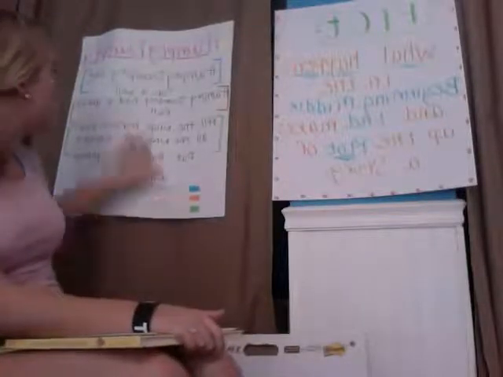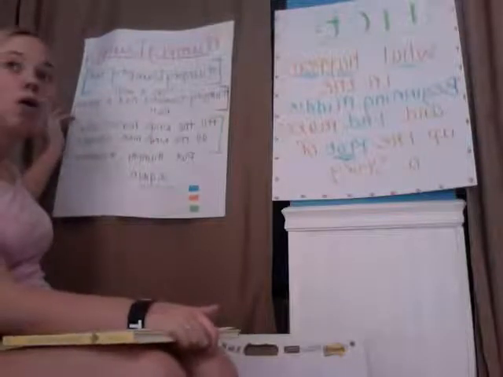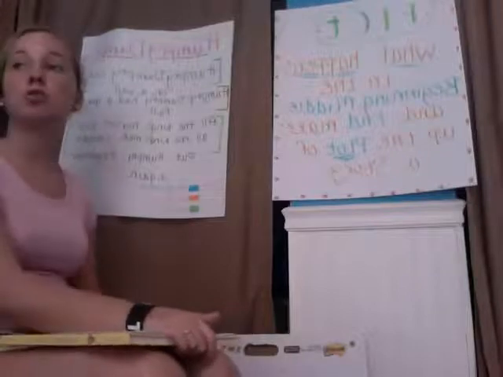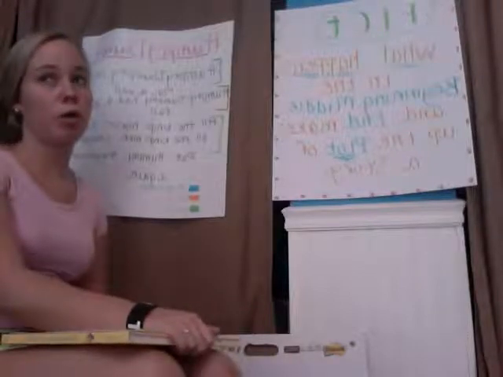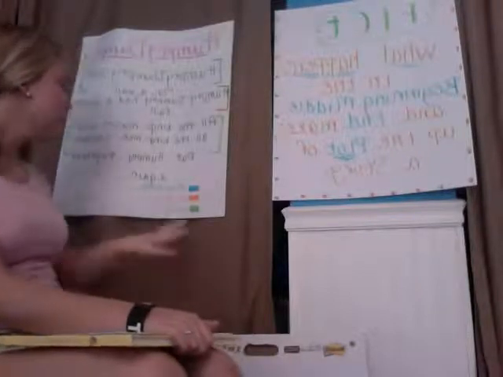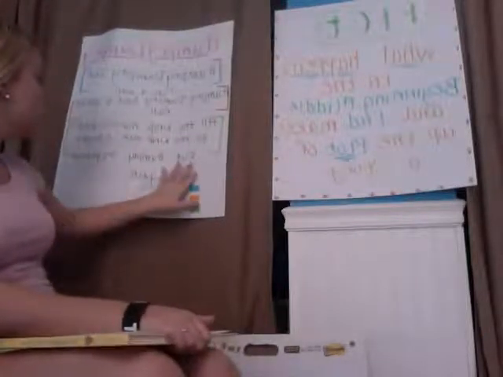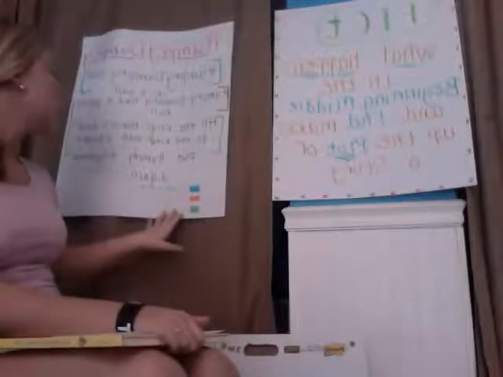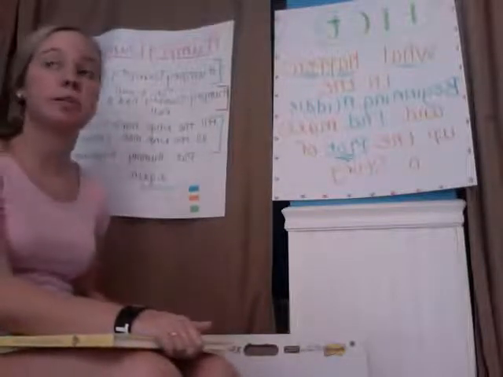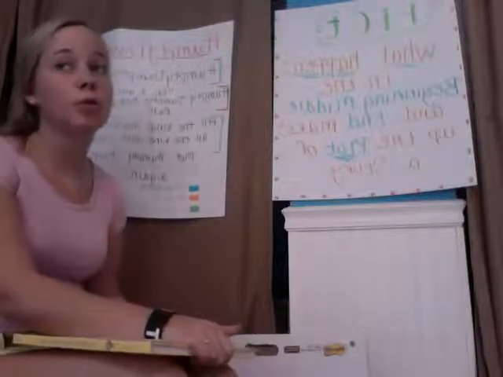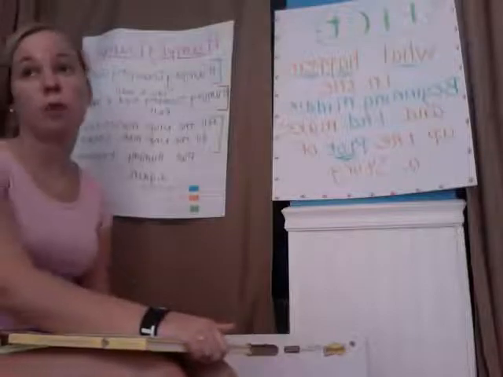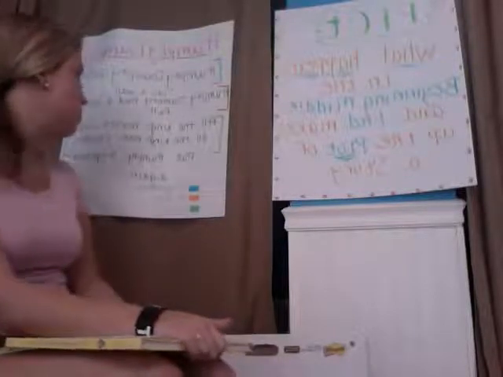The middle: Humpty Dumpty had a great fall. So the middle, as you can tell with Humpty Dumpty, is usually where the conflict happens and where the problems come about. And then the end: all the king's horses and all the king's men couldn't put Humpty together again. So the end is usually when the resolution takes place, or in other words, when the problems are solved, when they come up with a solution to the problems.